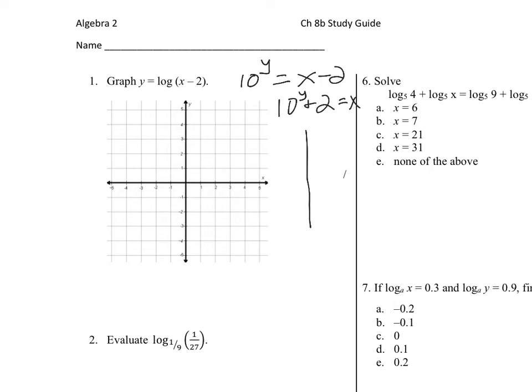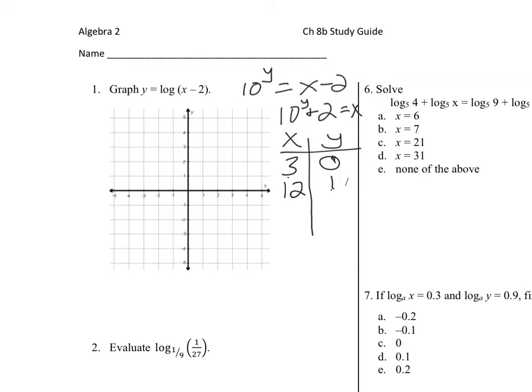Remember that I want to choose y values that give me a nice even 10, right? I don't want fractions and weird numbers. So first off, we're going to use 0. If y is 0, then 10 to the y is 1. 1 plus 2 is 3. I'm going to use 1. If y is 1, 10 to the 1 is 10, plus 2 is 12.